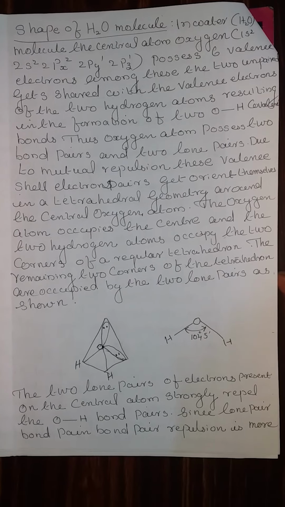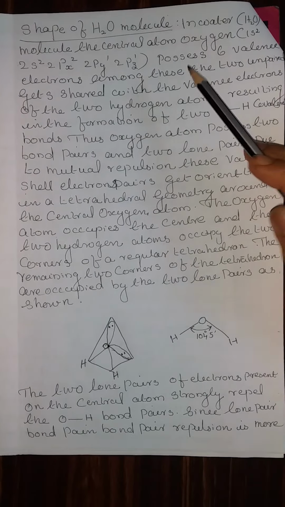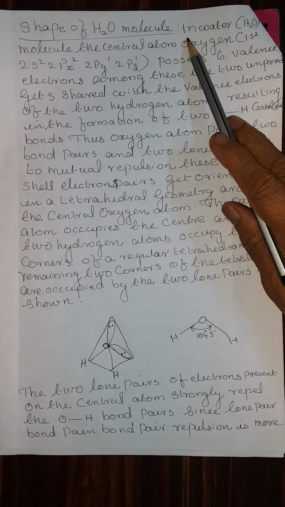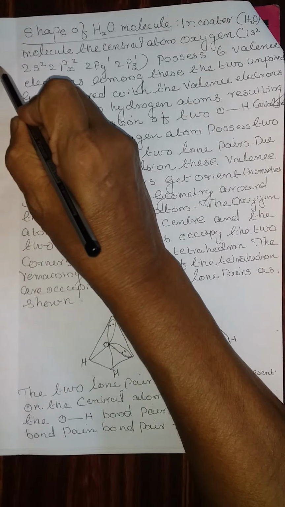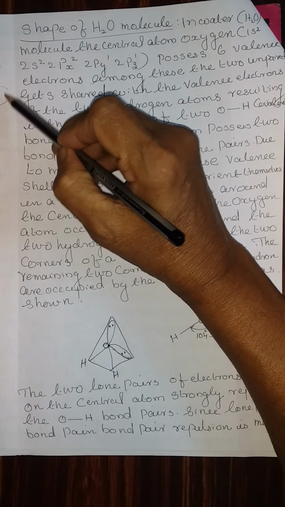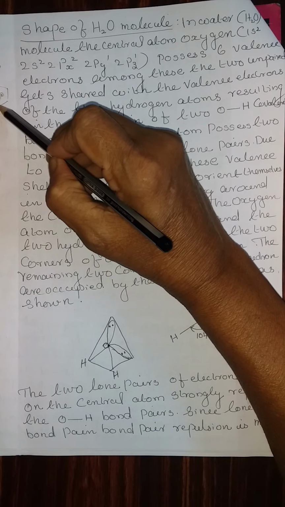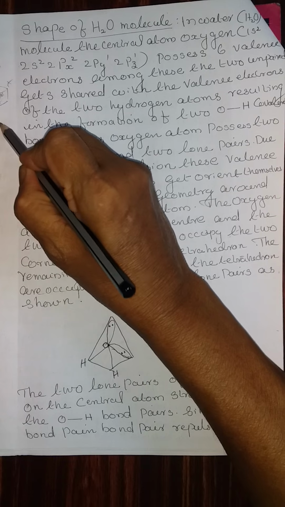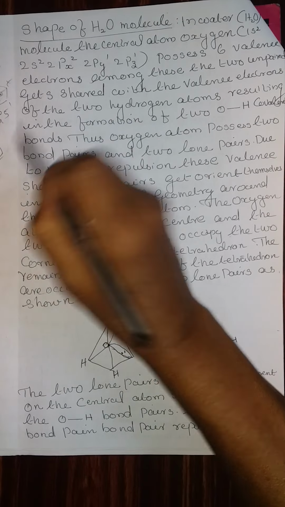Shape of water molecule. Another important point. Explain the shape of water molecule. Even though the oxygen atom is sp3 hybridized and a tetrahedral structure is expected, why is the H–O–H angle only 104 degrees 5 minutes? This is a 5 marks question.